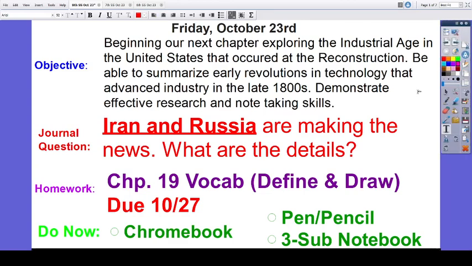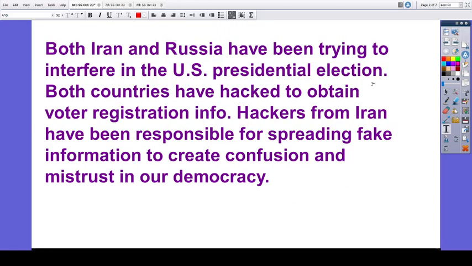Pause here if you need to get your journal out. If you need to go get your journal, ask the sub. Pause it, though, so that you don't have to replay it. All right, journal question, here it is. Make sure you write this in your journal, not on a piece of paper, not in your 3-subject notebook, not in your agenda, and not on a Google Doc, because if you don't have it in your journal, you're not going to have a good time.